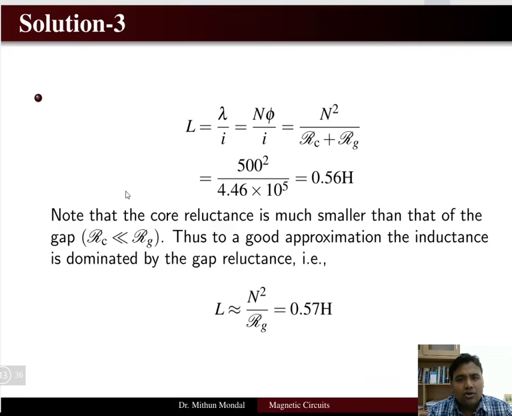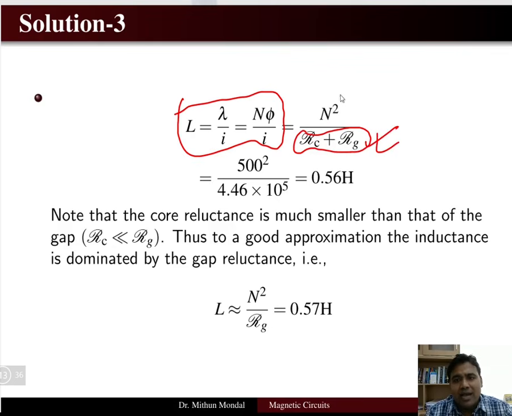So let us see the solution here. In this case, the inductance is again N phi by I, or the flux linkage by current, you know the formula. Also the core and the air gap are basically in series, so both will add up, and you will have N square by the reluctance term. The number of turns is 500, that is given. So 500 square divided by the sum of the reluctances.